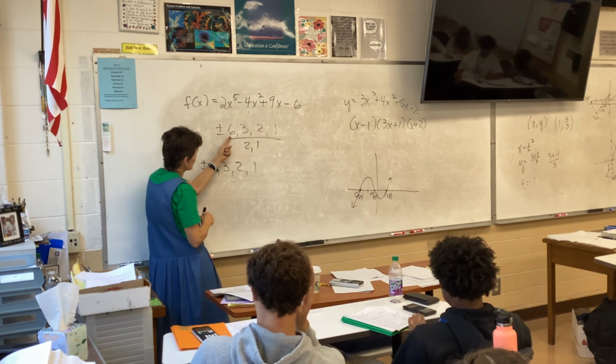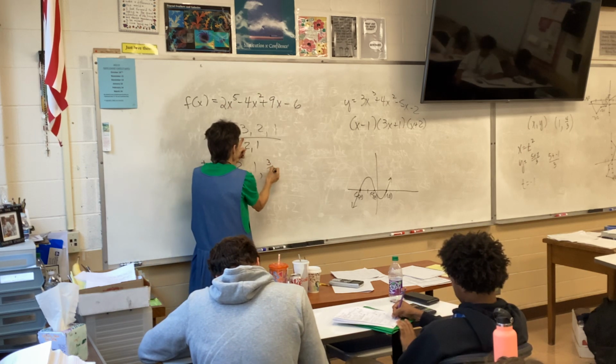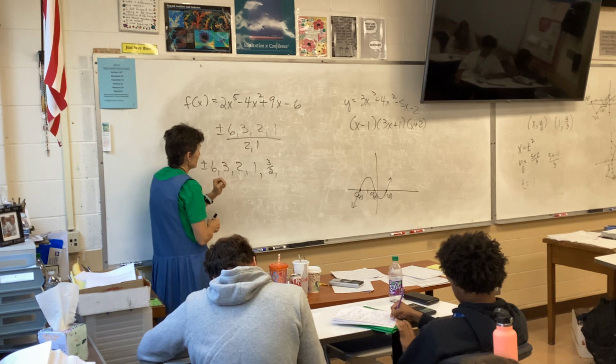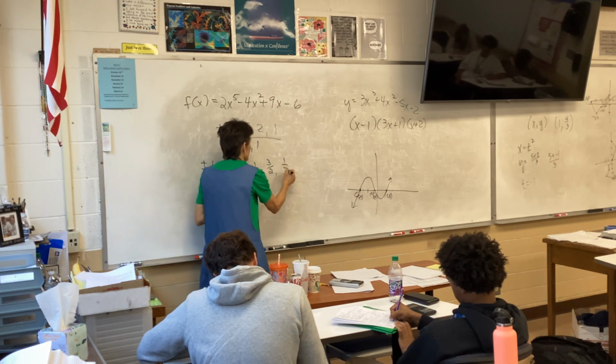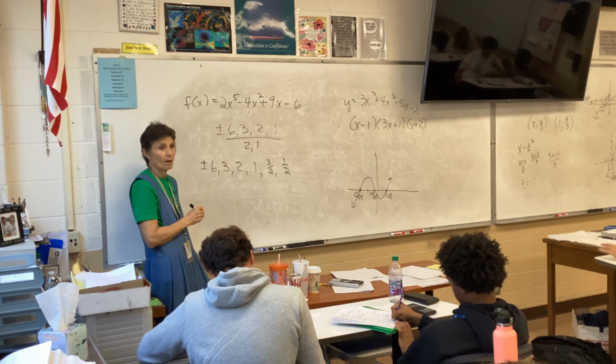Now obviously 6 over 2 is already in our list, but 3 over 2 is not. 2 over 2 is in our list, but 1 over 2 is not. So that would be the actual list of PRRs for this problem.